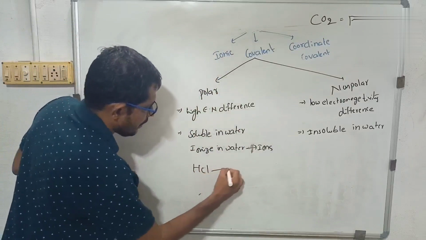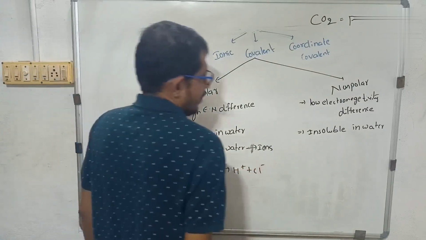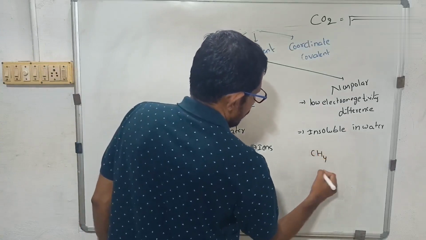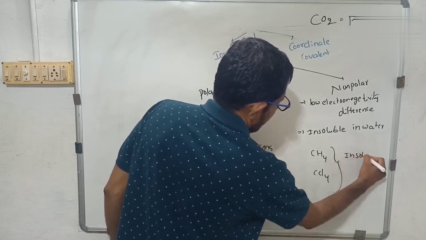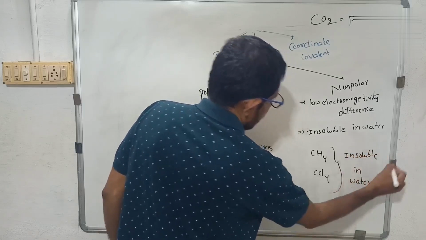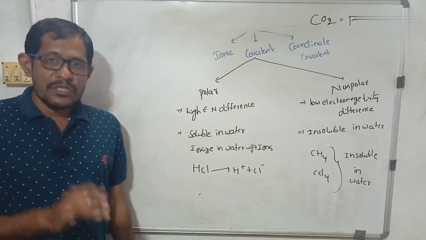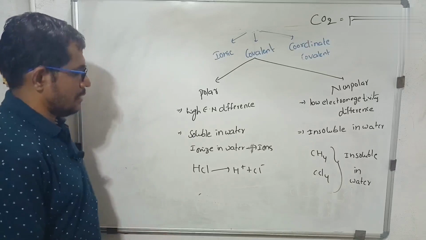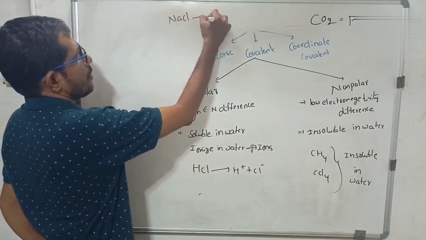If you take HCl, it will become H plus and Cl minus ions. If you take organic compounds like CH4 or CCl4, those are insoluble in water, right? Ionic compounds dissociate in water. If you take NaCl, this is an important point.